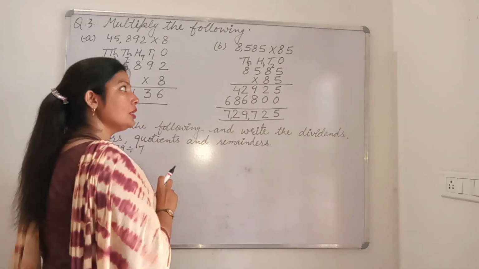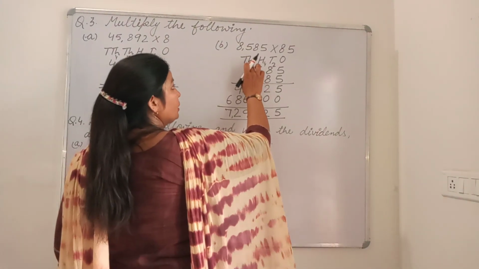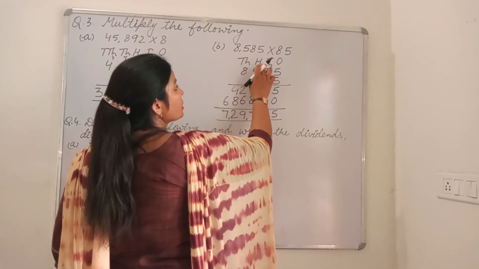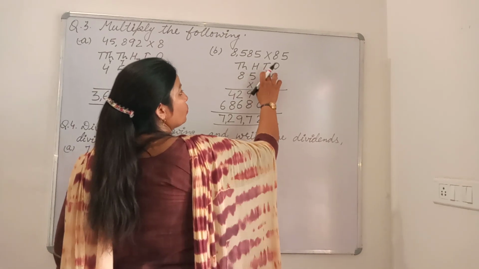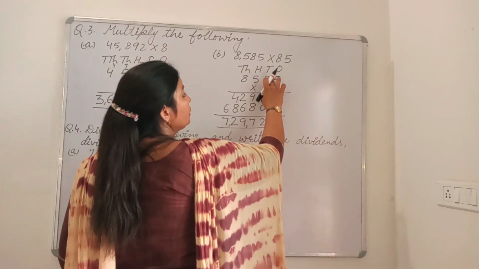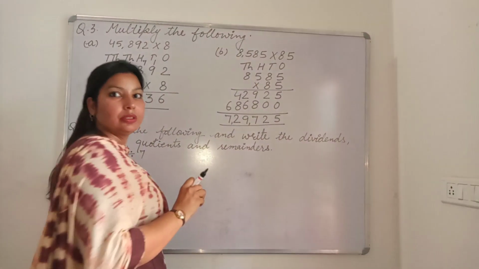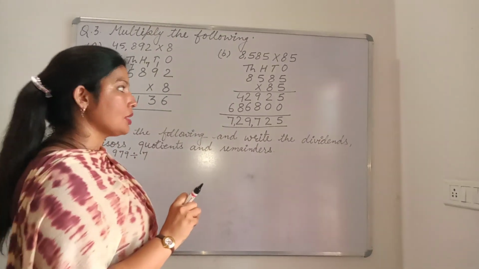7,29,725. That's your answer. Now you can rub your carry. You can keep carries in the mind also. Okay. No need to write here. You can keep in your mind. Okay. So that's your answer.